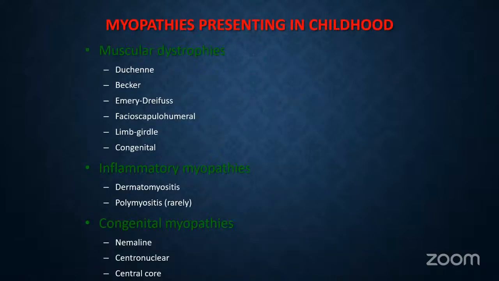In childhood, DMD, BMD, and EDMD commonly present, and less commonly FSHD, LGMD, and congenital myopathy may present. DM and PM, that is dermatomyositis and polymyositis, may present in childhood, but it is rare. Congenital myopathies such as Nemaline, centronuclear, and central core can also present during childhood.